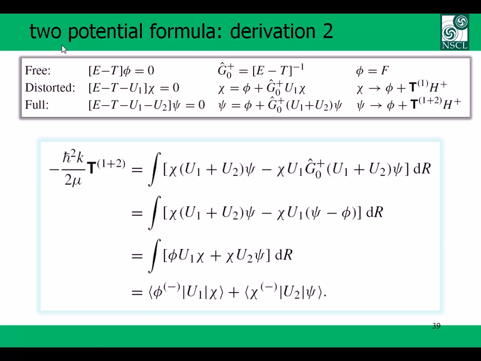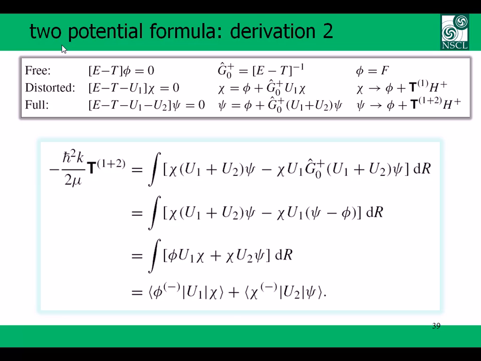And now I'm going to use the second equation. Look at the second equation. The second equation has G naught U1 U2 psi. So I'm going to use that equation and replace it by psi minus phi. Are you all following? Okay, so now I notice that there's two things that cancel. So these cross terms cancel, and I end up with two terms. One that is psi U2 chi, another one that is chi U1 phi.